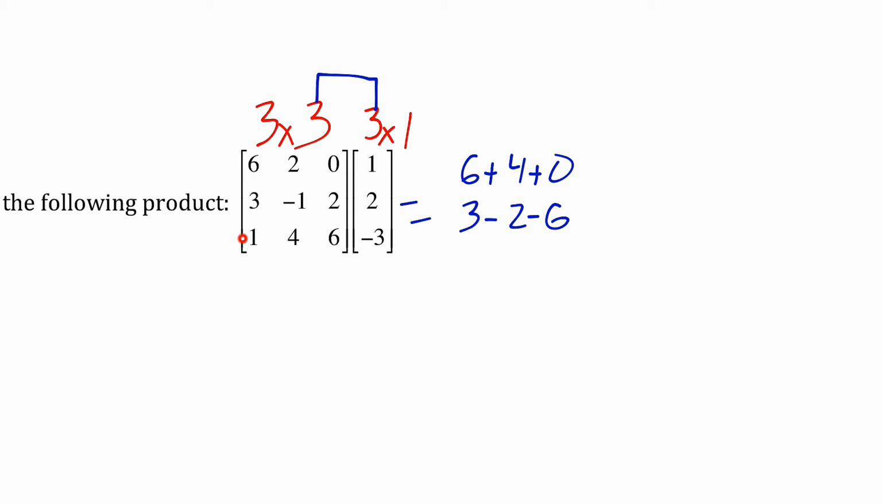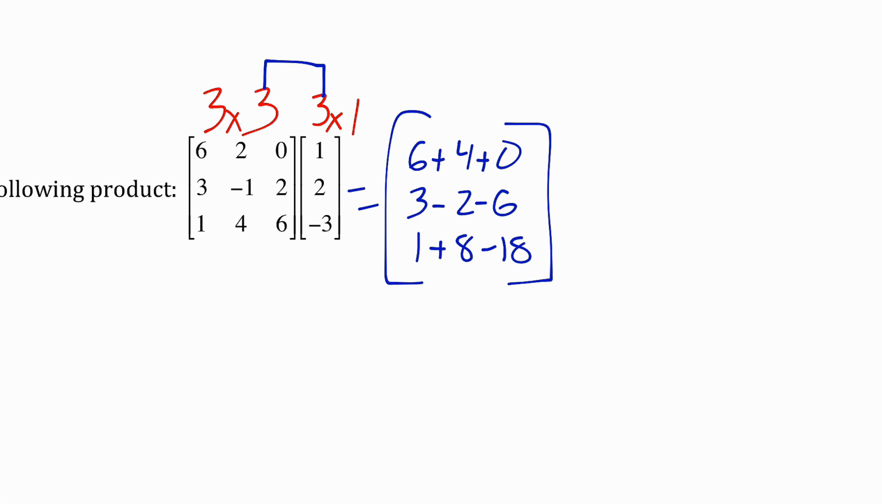Moving on to the final row of that first matrix, we're going to do 1 times 1 gives us 1. 4 times 2 gives us plus 8. 6 times negative 3 is going to give us minus 18. And so this is how we calculate each member of this new matrix. So the top one, 6 plus 4 plus 0 is 10. The next row, we got 3 minus 2, so we're currently at 1. Minus 6 more is negative 5. Bottom row, we got 1 plus 8 is 9. Minus 18 gives us negative 9.